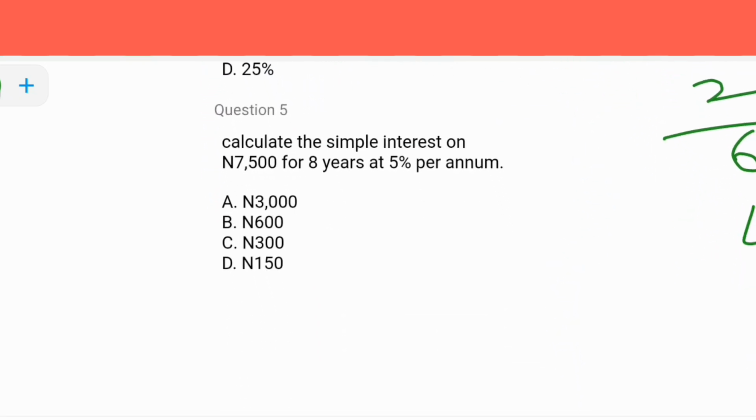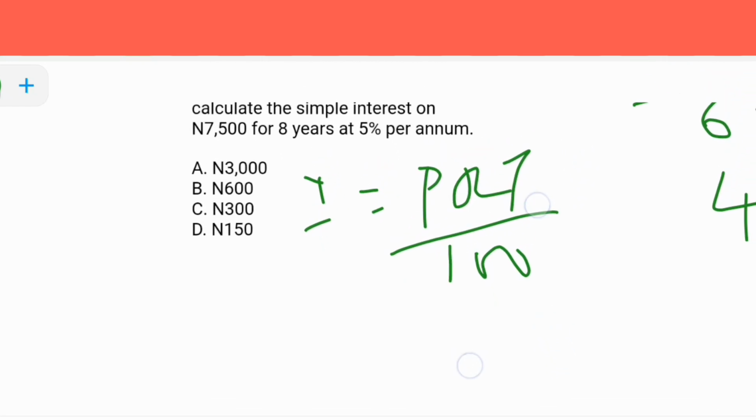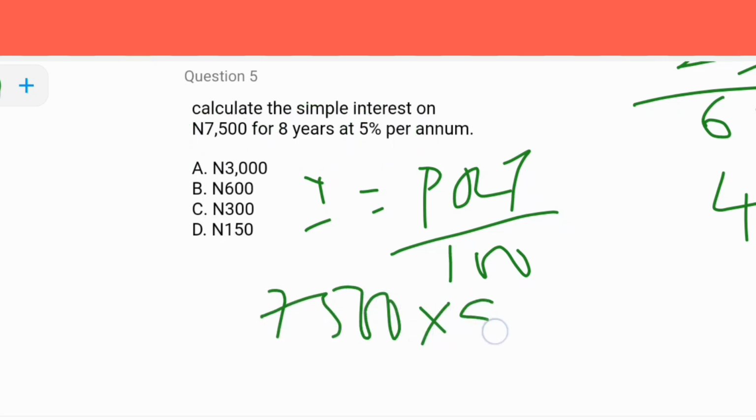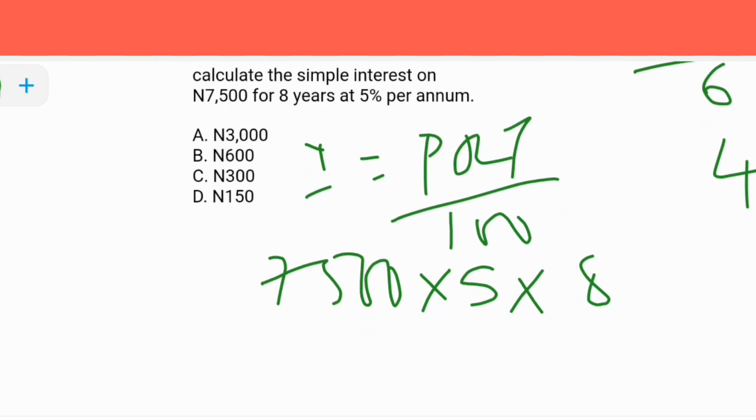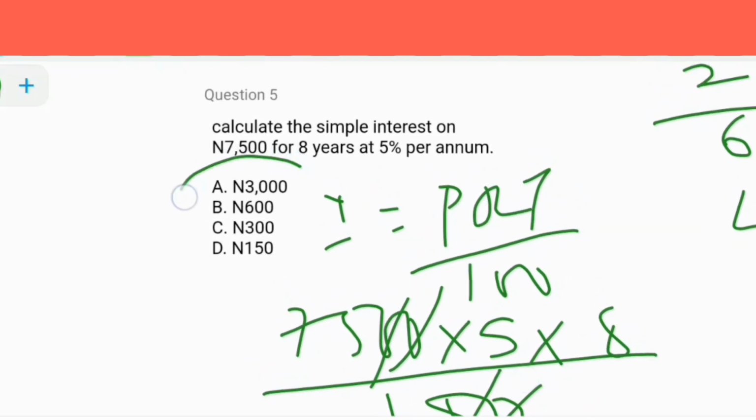Calculate the simple interest on 7.5 for 8 years at 5% per annum. So simple interest is I equals PRT over 100. P is 7.5, as you can see from the question. This is the time and this is the rate. So 7.5 times the rate times the time, everything divided by 100. So this one will cancel like this. You have 75 times 5 times 8, which gives you 3000. So the answer is option E.